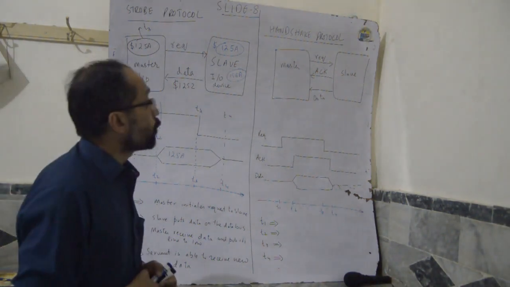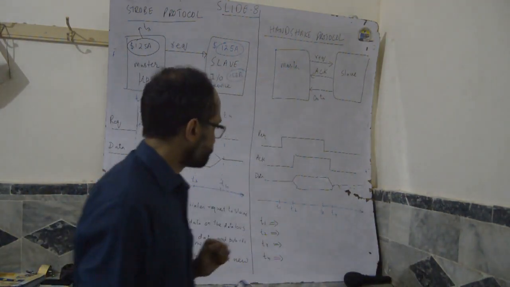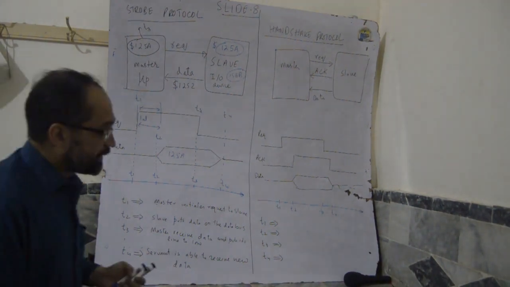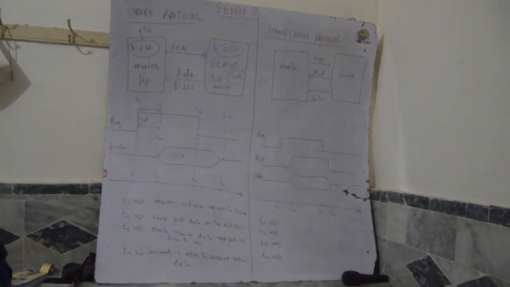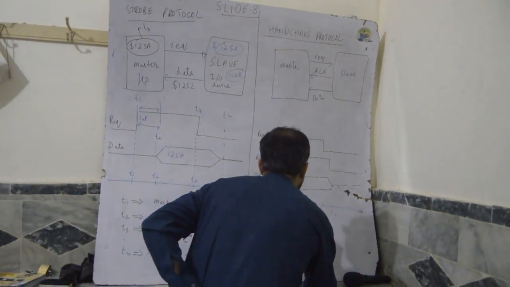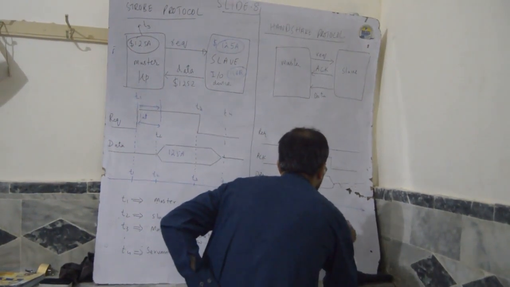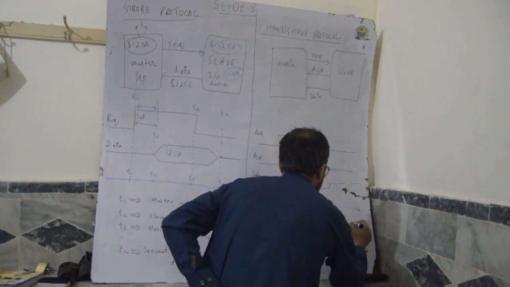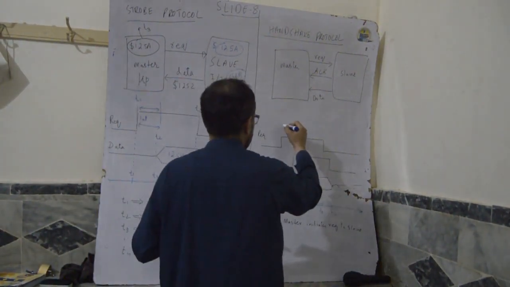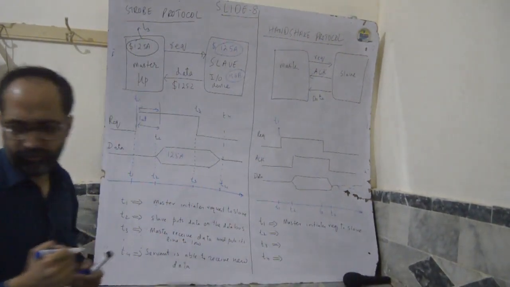The other type of protocol that we will now study is the handshake protocol. Now there are four different time instances. At time T1, the master initiates a request to the slave. So this is time T1. Master initiated request to the slave.